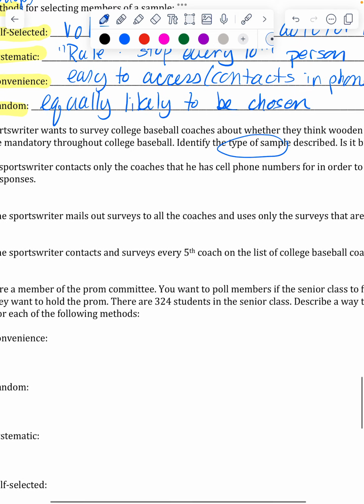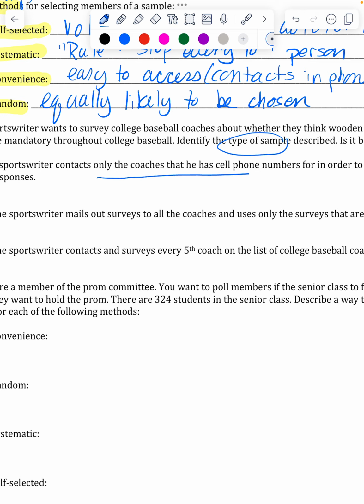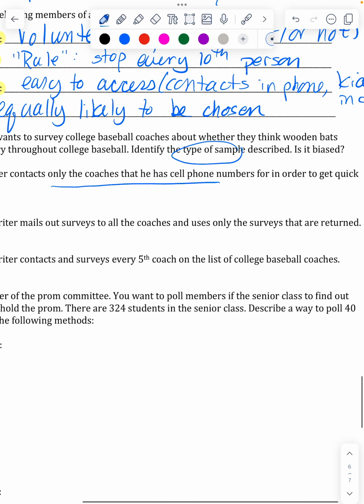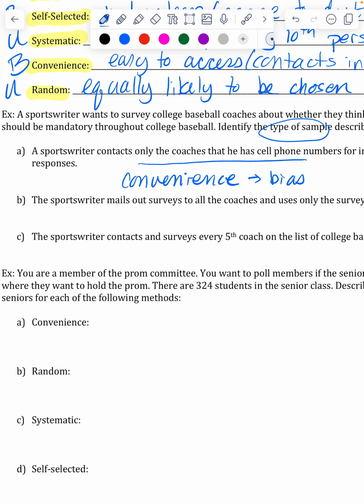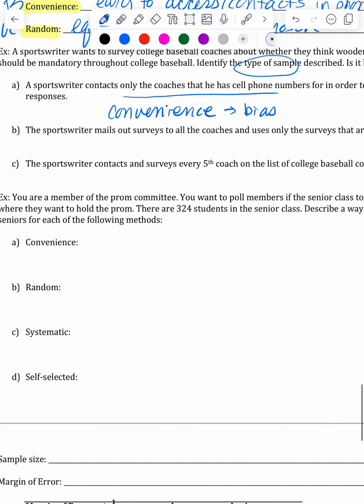A sports writer contacts only the coaches that he has in his cell phone to get a quick response. Okay, well, both getting a quick response and picking up your own phone and just contacting them means that this is convenience. So the method of getting that sample was convenience, which by nature is biased because he is a coach for baseball. So probably a lot of the people he has in his contacts are baseball people. So they'll have a biased opinion.